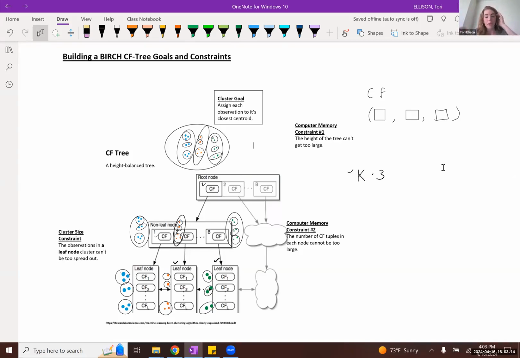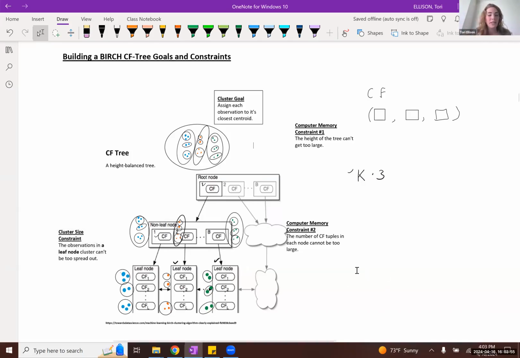Now, another constraint that we have on the memory is how many of these CF entries in the tree a given node is allowed to hold. This is also taking into account how much storage your computational working environment might be able to deal with. But then we also have an additional constraint, which is more so designed to help you identify more compact clusters. So it's not just about memory. It's also stipulating how spread out the subclusters that you're identifying are allowed to be.